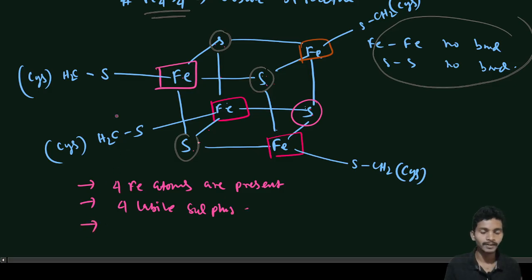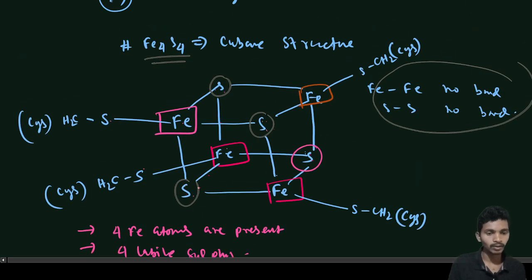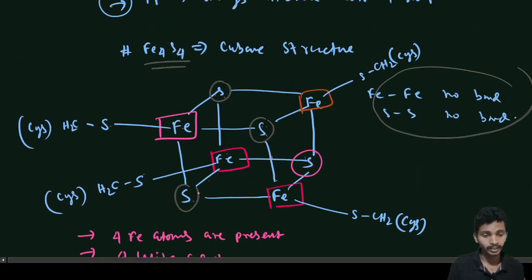How many non-labile sulfurs are there? 1, 2, 3, 4. So again 4 non-labile sulfurs present. Okay, so one thing to note: I have drawn this picture, that's why I get this structure.